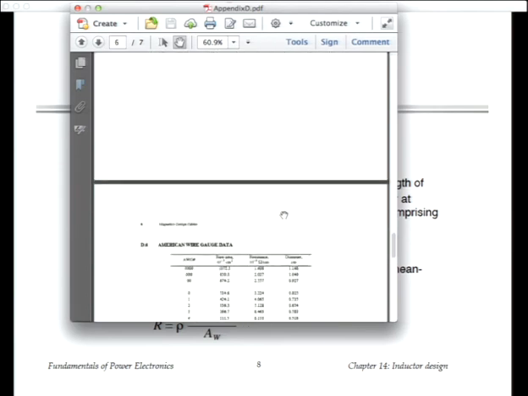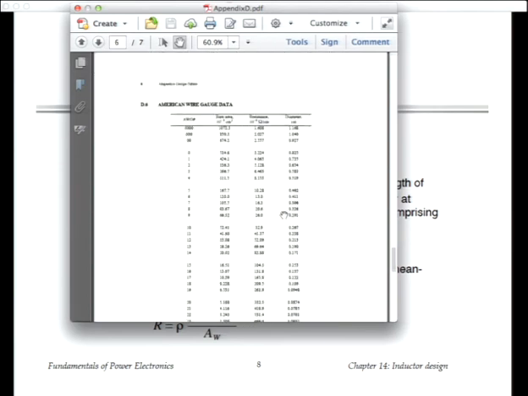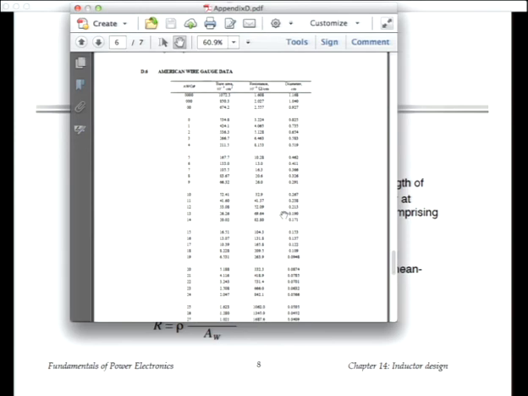At the end of this appendix, there's also a table of the American wire gauge, which is standard wire sizes that are used in the U.S. The higher the number, the thinner the wire. And this is kind of a logarithmic scale. So if you go up 3 wire sizes, you change the area by a factor of 2. Okay, so the second column here is the bare area in thousandths of a square centimeter. So this is the area of just the copper.